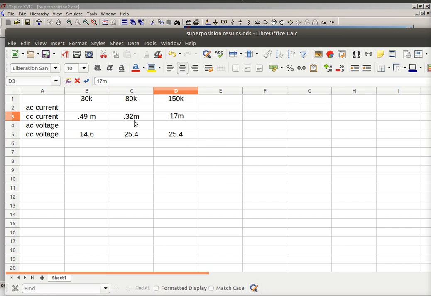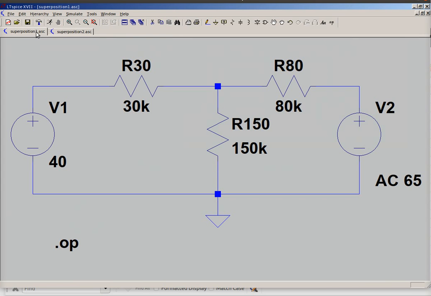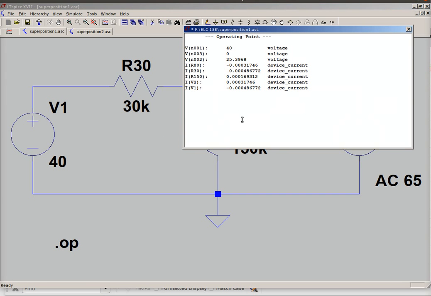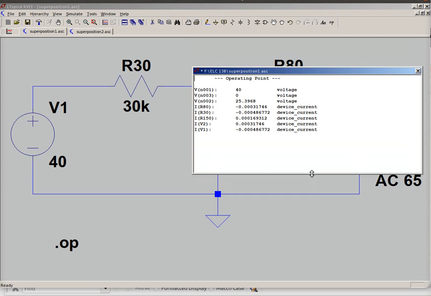So I've got my DC current and my DC voltage just from doing the DC analysis on my double circuit. What I want to do is DC analysis on my circuit before I break it up, because I think Spice will ignore the AC and I'll get the same values. So I put .op in here and I'm going to run it. And yes, I did get these same values. I got a 40, a 25. These values are the same from a DC analysis standpoint as what I got when I broke the circuit up twice.